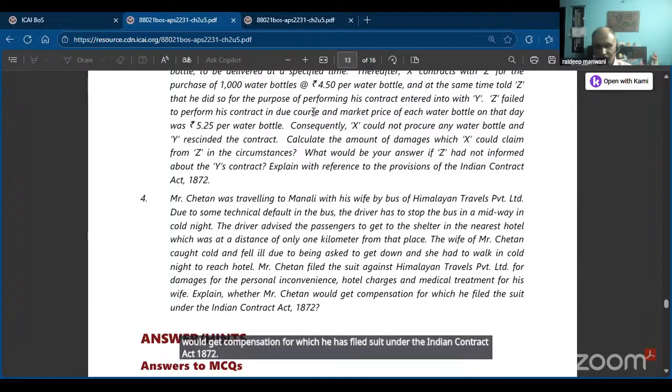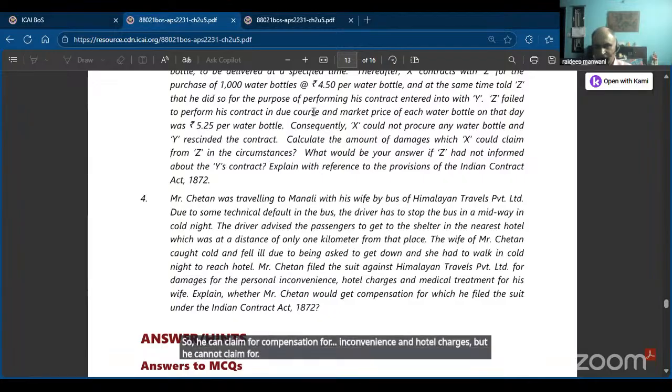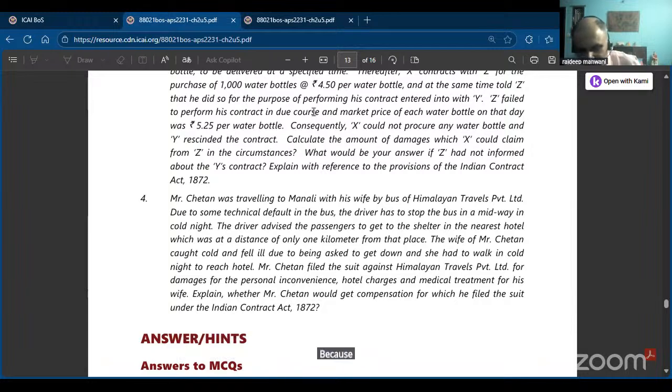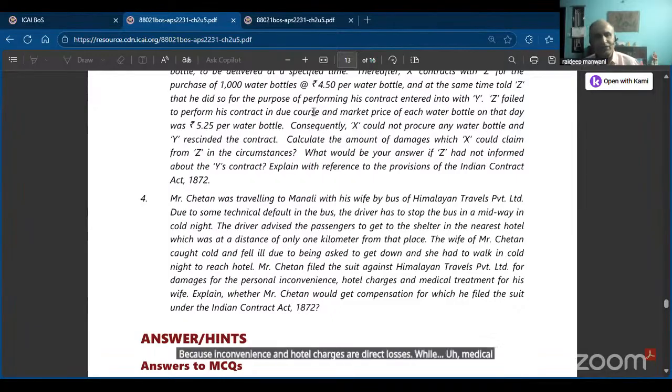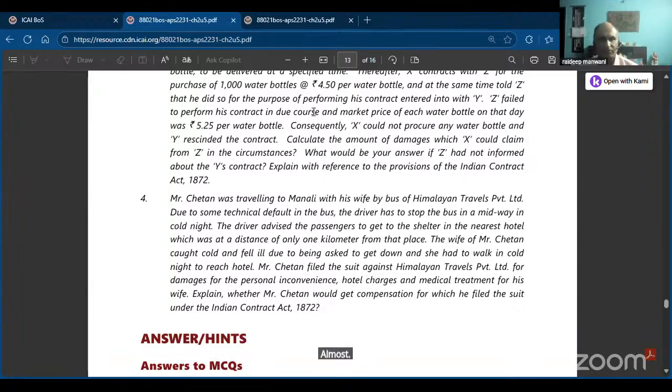Chetan would get compensation for which he has filed suit under the Indian Contract Act 1872. We did this case, no? Hobbs versus London and South Western Railway. So he can claim compensation for inconvenience and hotel charges, but he cannot claim for medical expenses, because inconvenience and hotel charges are direct losses, while medical expenses are a remote loss. Understood or no? Yes, sir.